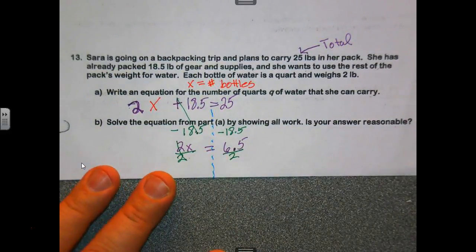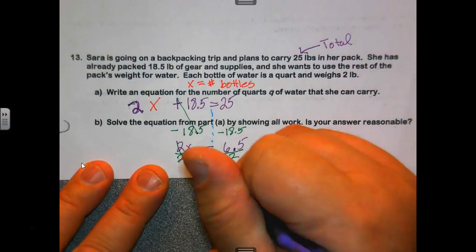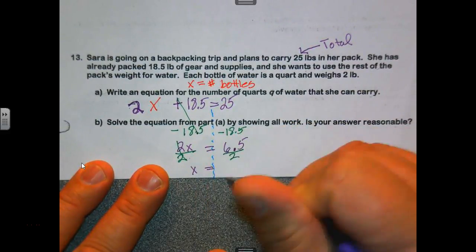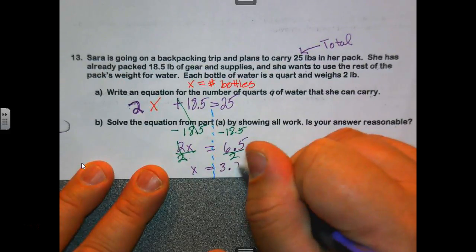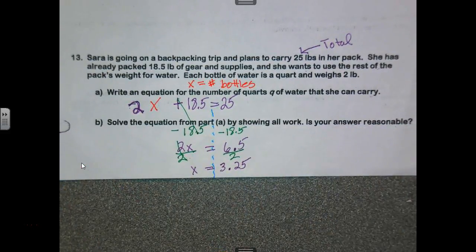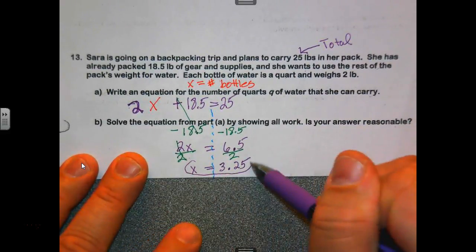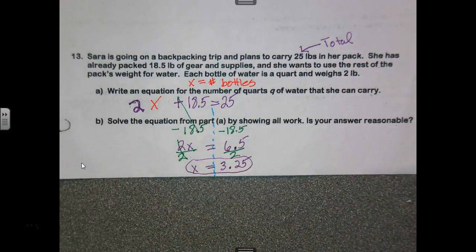So how many bottles of water is she going to be able to carry? 3 1/4 bottles. Yes, sir.